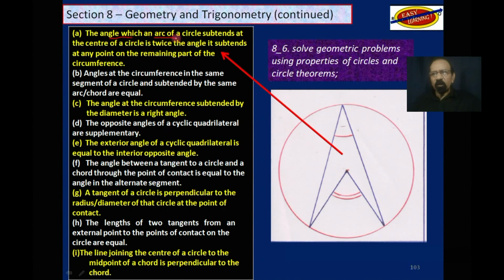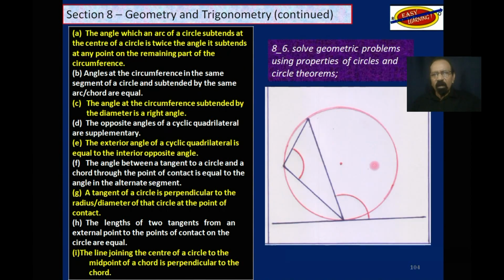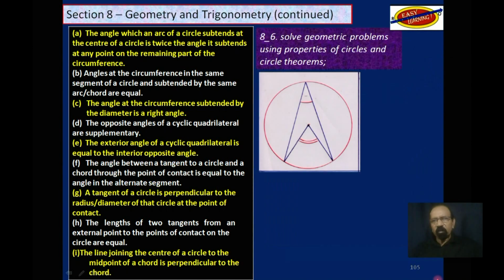The angle which an arc of a circle subtends at the center of a circle is twice the angle it subtends at any point on the remaining part of the circumference. And this is the difficult one I told you about. The angle between a tangent to a circle and a chord through the point of contact is equal to the angle in the alternate segment. So this angle here is equal to that one in the alternate segment.